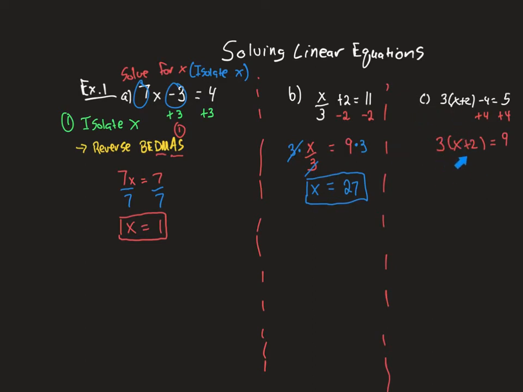And how do I get rid of it? By getting rid of this 3 that's multiplying the bracket. So 3 is multiplying, which means I would divide both sides by 3, which would give me x plus 2 is equal to 9 divided by 3, which is 3. Now you can get at that plus 2 by subtracting both sides by 2. And finally, x is 1.